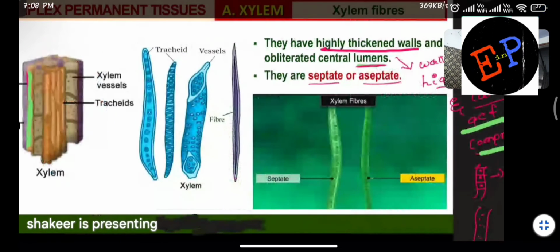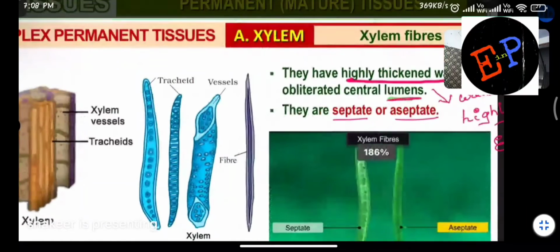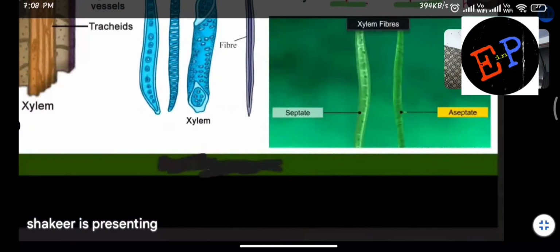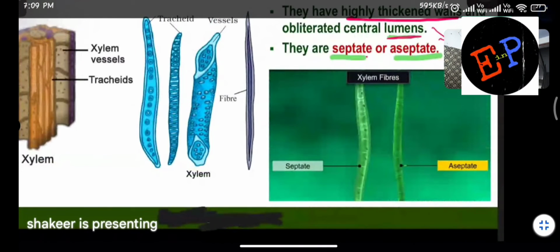The next property is that they may be septate and they may be aseptate also. Septate means separations may be present, and separations may be absent also. What is meant by separation? We have already studied this previously. For example, if this is a structure, and the separations are like this, then they are called septate.